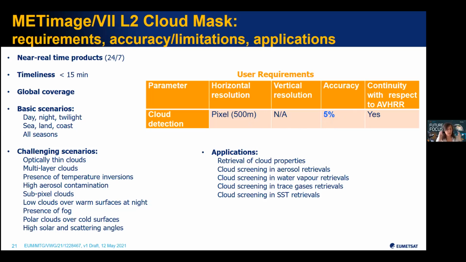This product, what are the applications of this product? So these products are mainly expected to be useful for two kinds of application. On the one side, they will provide cloud coverage for further cloud retrieval, for example, retrieval of cloud opacity, cloud microphysical properties, and so on. And on the other side, they can be used in a variety of other atmospheric retrievals for cloud screening, for example, aerosol retrieval, sea surface temperature retrieval, trace gases, and so on.